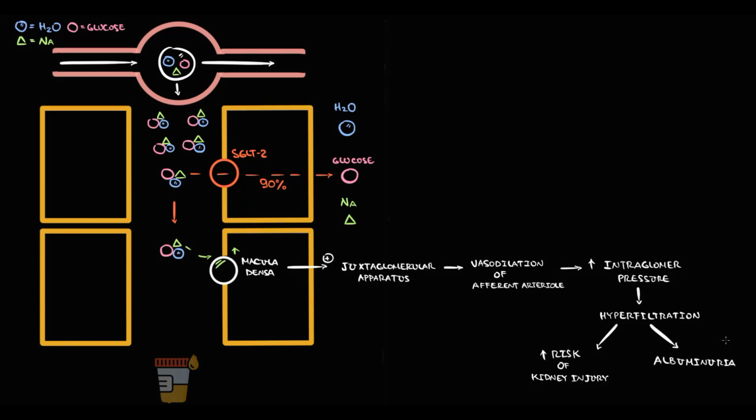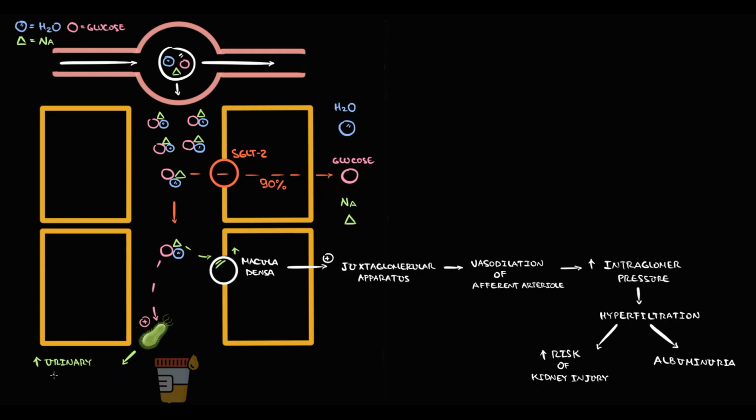One of the potential problems with glucose in the urinary tract is that bacteria and fungi very much like glucose. They need glucose as energy source for proliferation and growth. So glucose in the urine increases the risk of urinary tract infections.